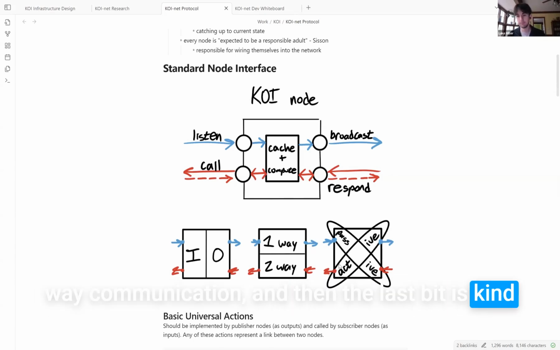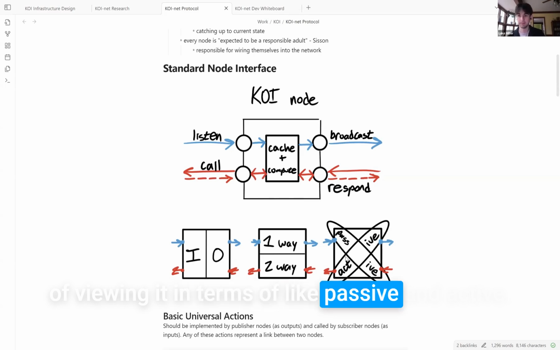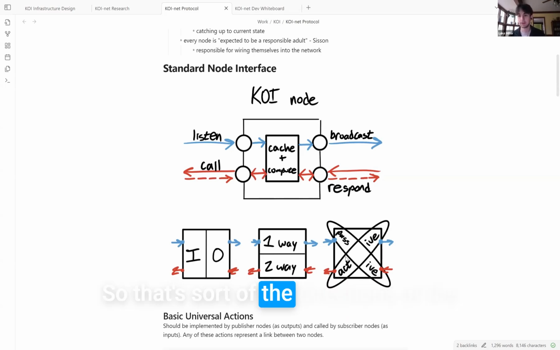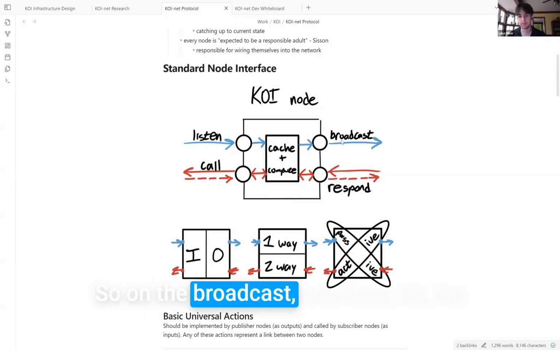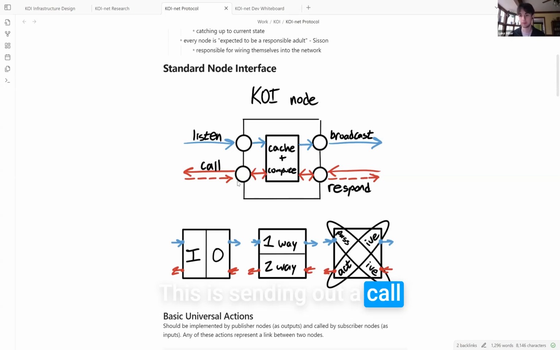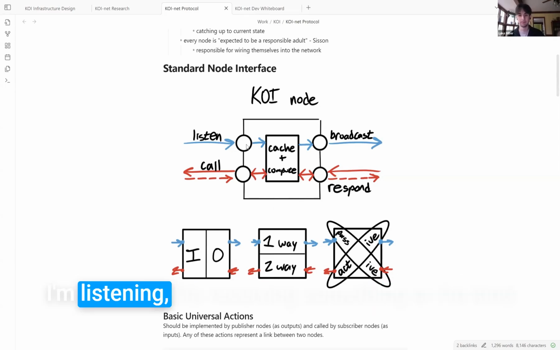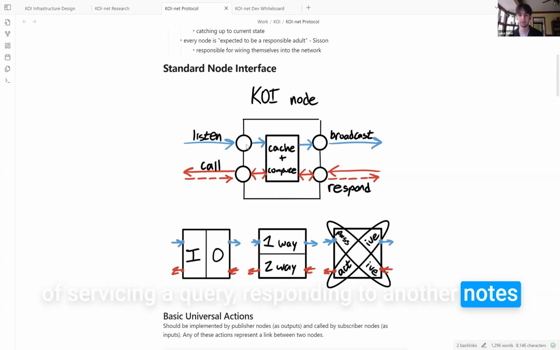And then the last bit is viewing it in terms of passive and active. That's the direction of the arrows leaving or entering the node. When the arrow is leaving the node, it indicates active communication. So on the broadcast interface, I'm sending out an event. On the input side, this is sending out a call or a query to another node. That makes the node the active participant in a node-to-node communication. And then the passive side is flipped. So I'm listening, I'm receiving something, or I'm servicing a query, responding to another node's request.